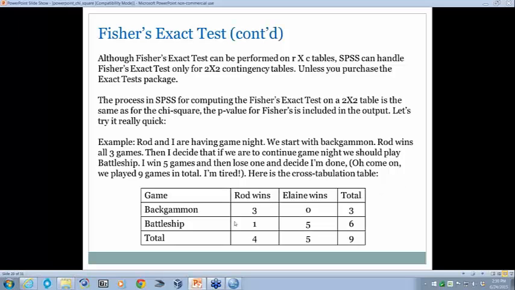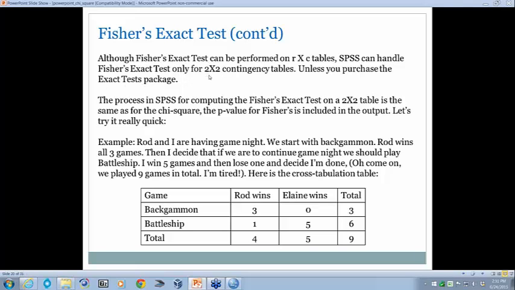So although Fisher's exact test can be performed in R on R by C tables, so they can be as big as you need them to be, SPSS can handle Fisher's exact test only for a 2x2 contingency table unless you purchase the exact test package from them. I don't have the exact test package.